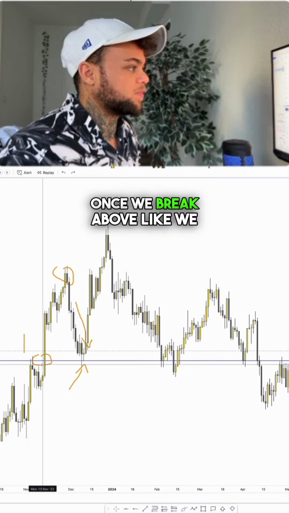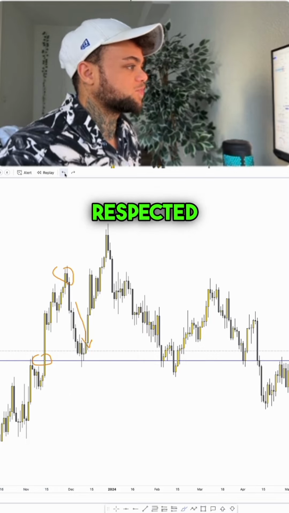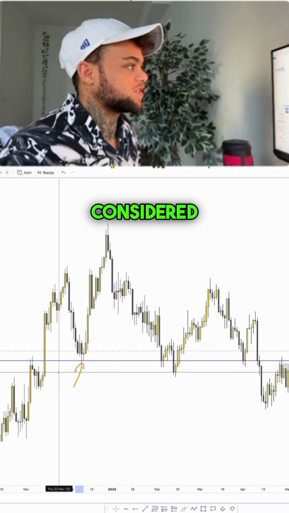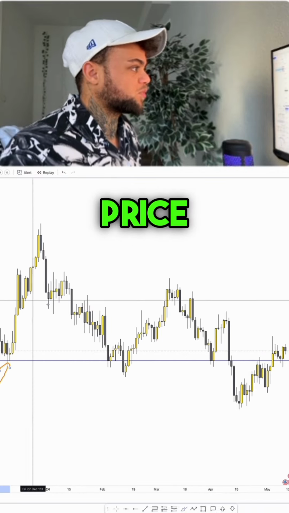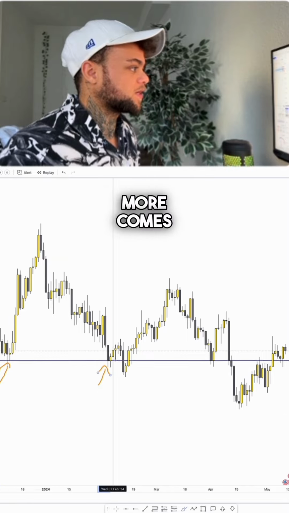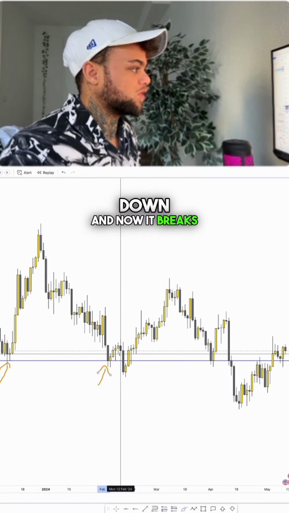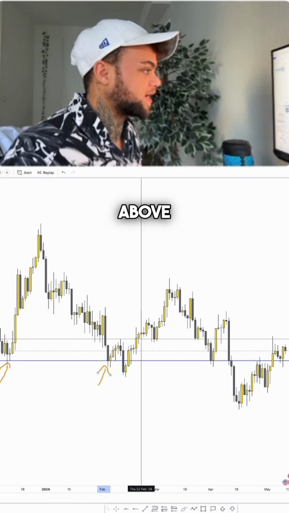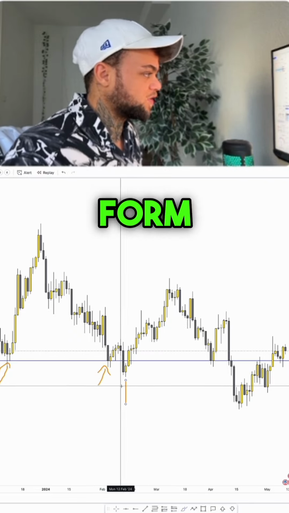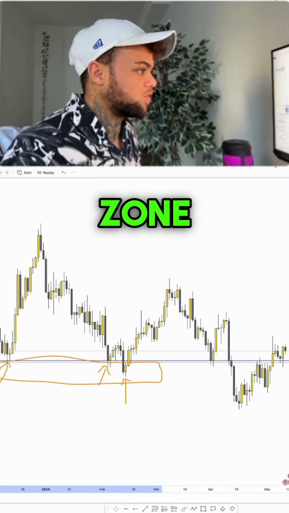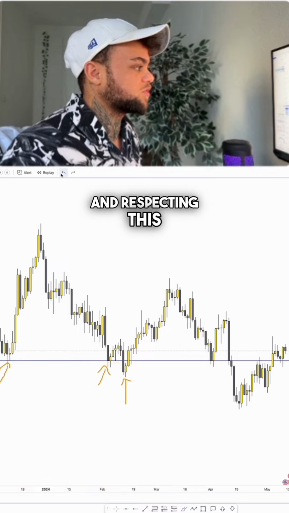Once we break above like we did here and respect it and come back for a retest and reject, this is now considered a support. So now basically price pushes up, comes back down, rejects once more, comes back down, and now it breaks this support, but almost immediately closes back above. So what this is telling me, that this could be a form of a liquidity grab, or this is an overall demand zone, but price is still bouncing and respecting this range.